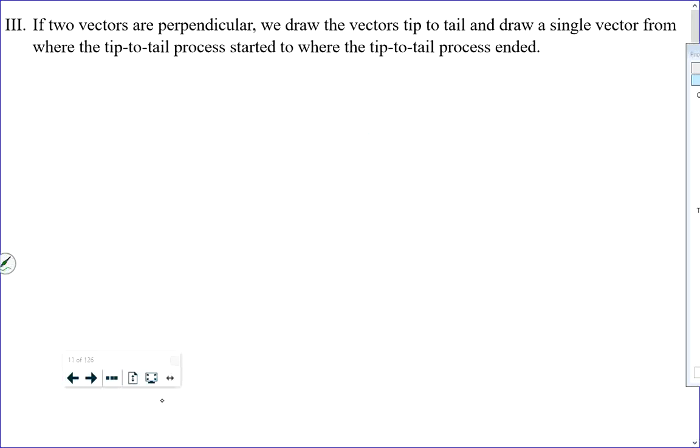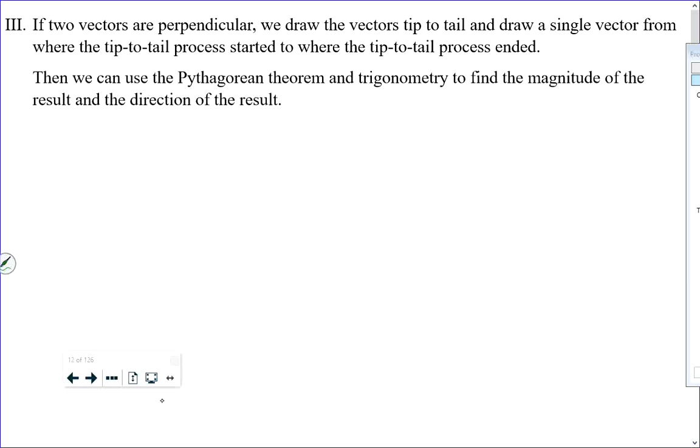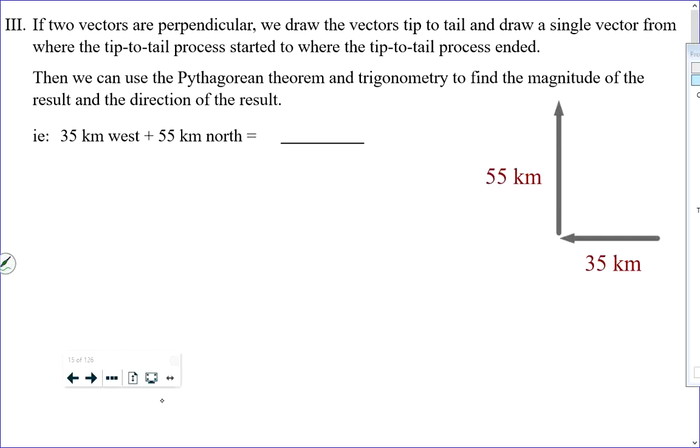If the two vectors are perpendicular, then you draw the vectors tip to tail, and draw a single vector from where the tip to tail process started to where it ended. You can then use the Pythagorean theorem and trigonometry to find the magnitude of the result and the direction of the result. So if I said to you, what is this? You're not just going to look at this blindly and go, well, 35 plus 55 is 90. Because we're not adding 35 meters and 55 meters. We're adding 35 meters west and 55 meters north, well, kilometers. So this is what we draw. And I do want us to work through this one.